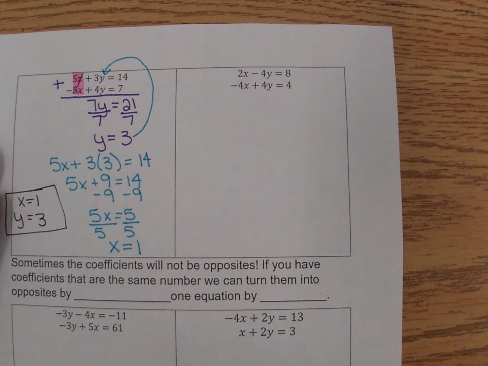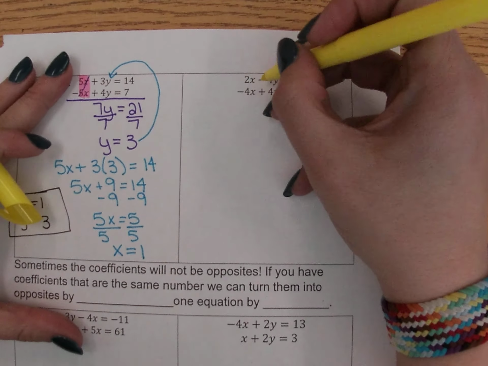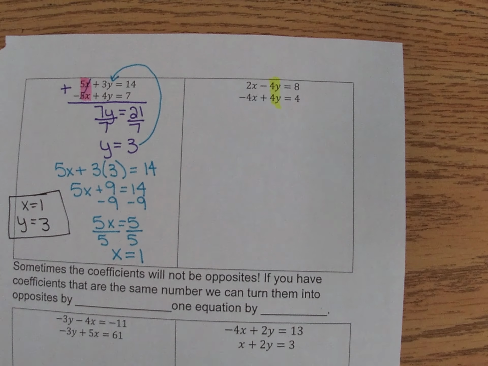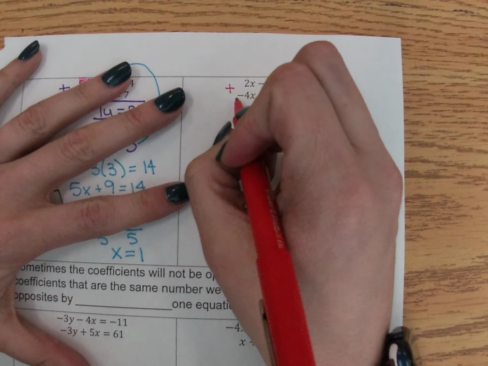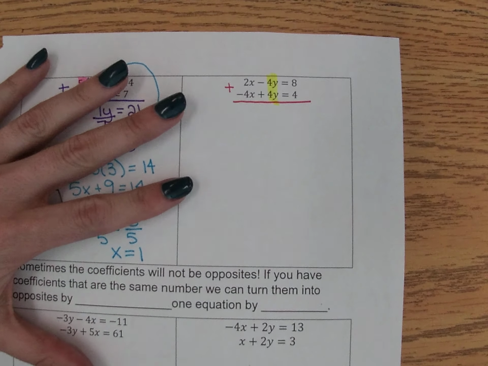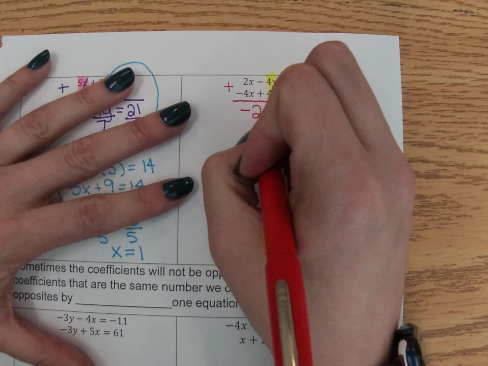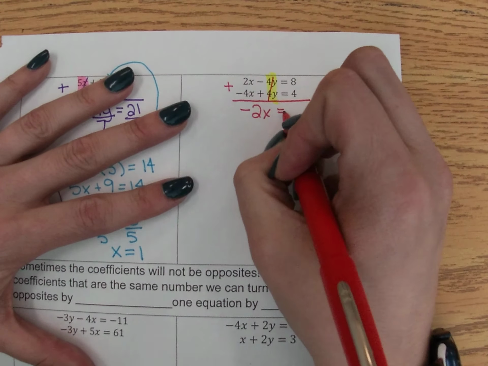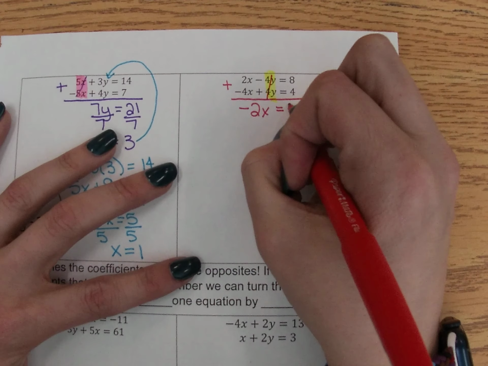Okay, if we look at our next example, again, we are looking to see where we have a matching coefficient in front. Okay, so on this one, it is our y's that match. So I'm going to pay attention to my y's, and I'm going to check their signs. The top one is a -4, and the bottom one is a +4. So because they are the opposite signs, I can add these equations, and I'm going to add straight down. 2x plus -4x gives me a -2x. My y's cancel, that's the whole point. We want one of the variables to cancel out. 8 plus 4 is 12.